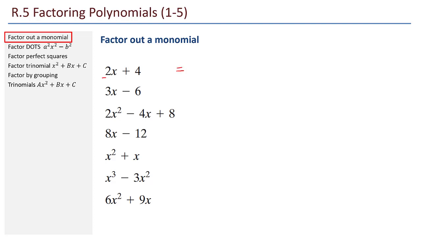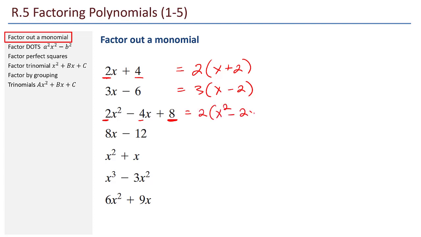So for the first one, I see 2 and 4, so it looks like there's a common factor of 2. I can factor a 2 out, and I get x plus 2. Here there's a common factor of 3. 3 times x minus 2. How about here? Well, I won't have a factor of x or anything because one of my terms only has an 8. So the biggest number that goes into everything is 2 again. So 2 times maybe x squared minus 2x plus 4.